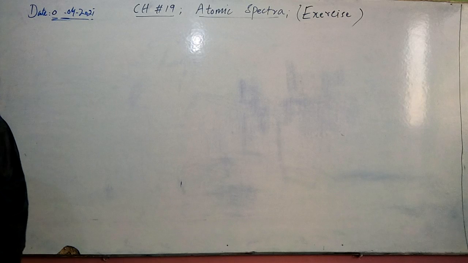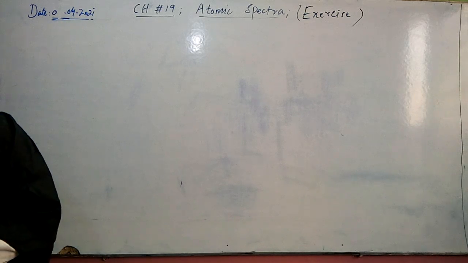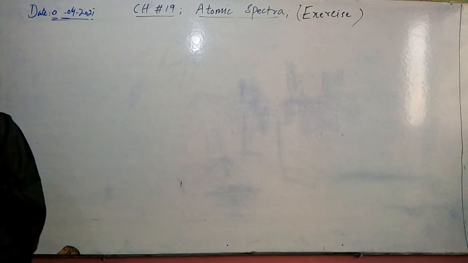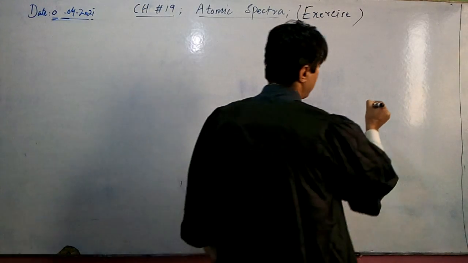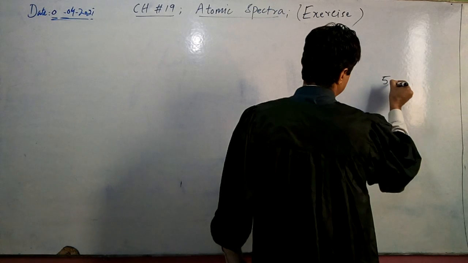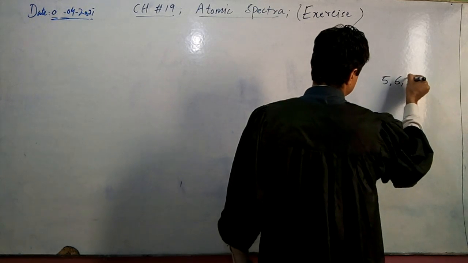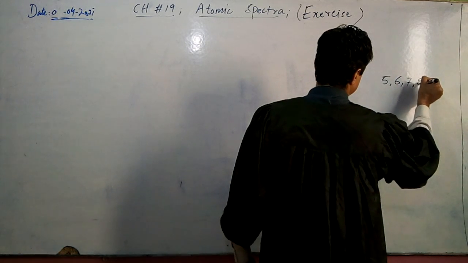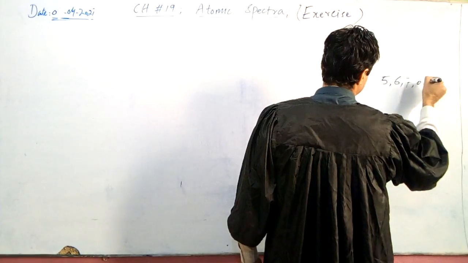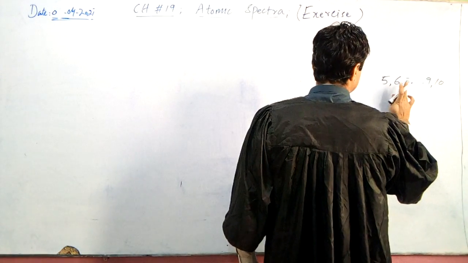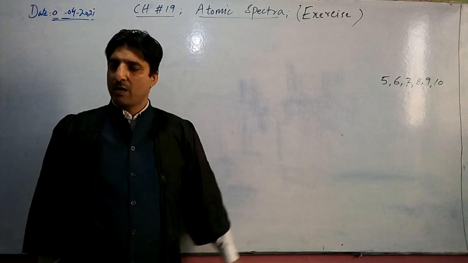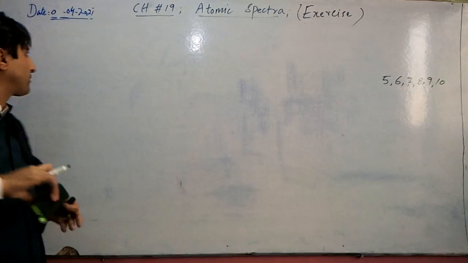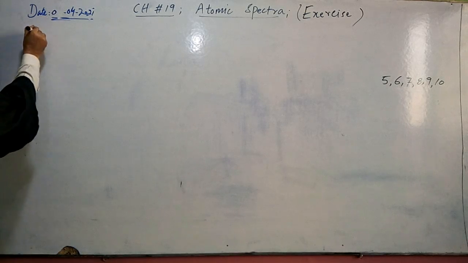Let me write these first: 5, 6, 7, 8, 9 and 10. These numericals are included in your smart syllabus. These six numericals, we will solve inshallah, number by number. So first of all, let's solve numerical number 5.